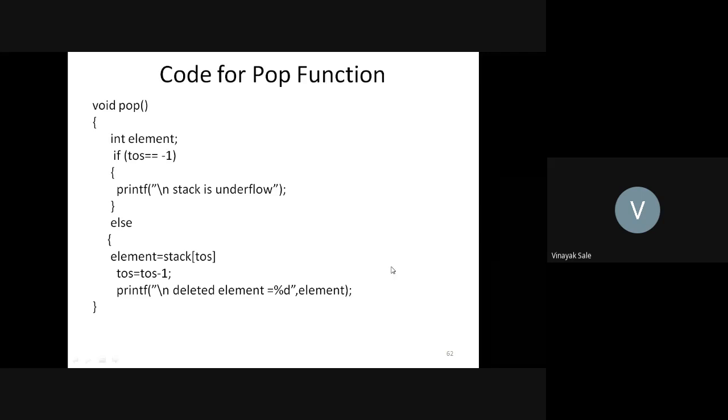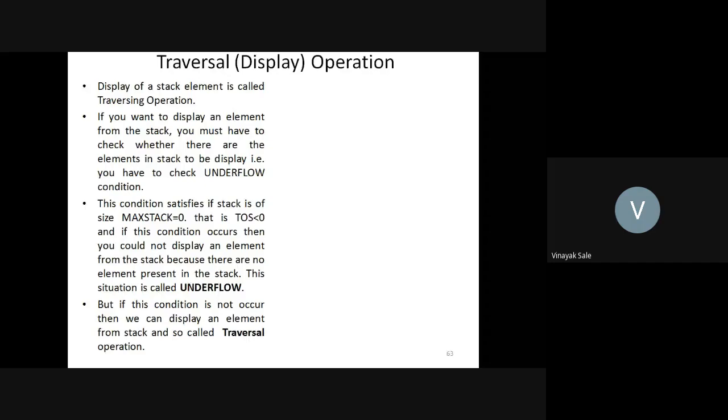Then the next operation is traversal, that is, the display operation. Display of stack elements is called a traversing operation. If you want to display an element from the stack, you must check whether there are elements in the stack to display. That is, you should check the underflow condition.